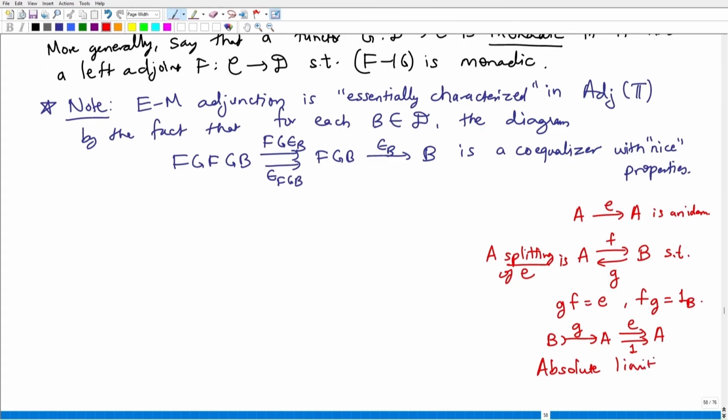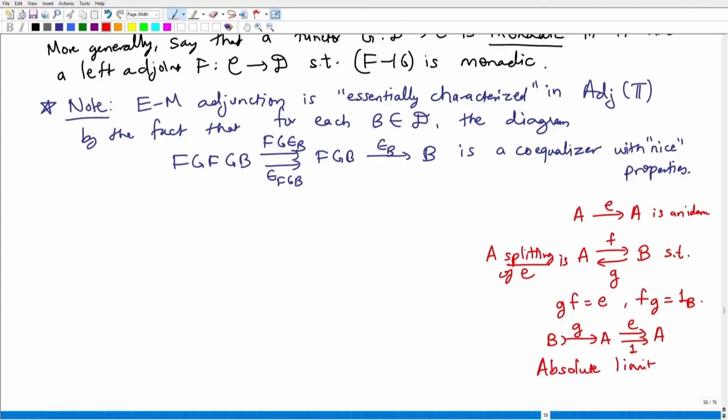This particular equalizer is an absolute limit, which means any functor preserves it. And that just happens because it's given by equations. Okay, so it's an absolute limit. Dually, you can say that F is an absolute co-limit of the same diagram, E and 1. So absolute limits and absolute co-limits, just like isomorphisms, are preserved by every single functor. Any questions about that?